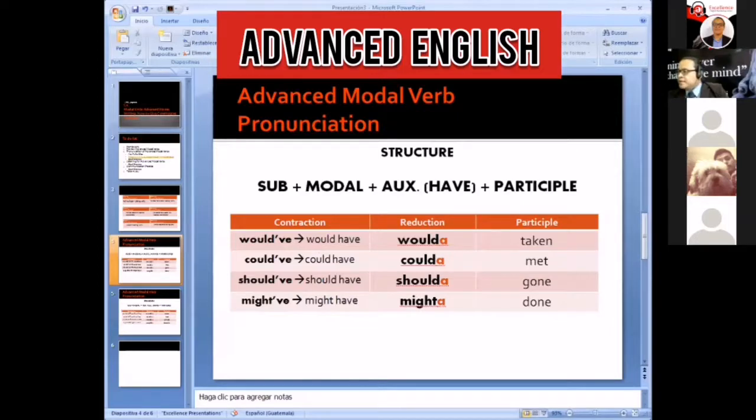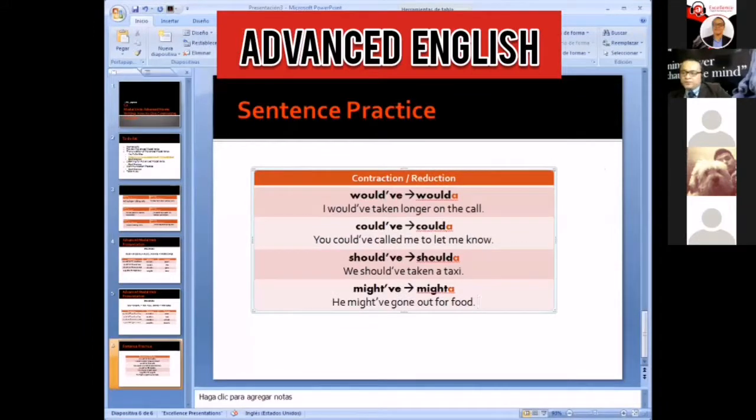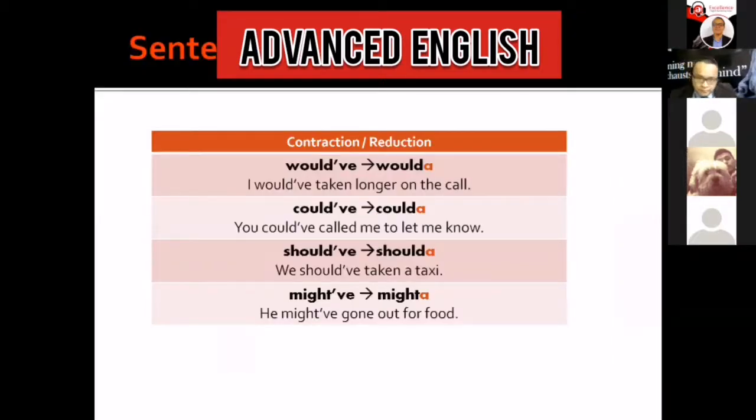Okay, now let's move on and practice with some sentences. We've got some sentences here on the slide. We're going to say them both with the contraction and the reduction. So for example, with the contraction: I would have taken longer on the call. Reduction: I could have taken longer on the call. All right, that's how you're gonna say it.